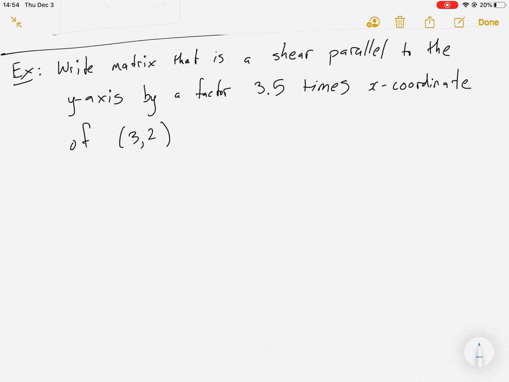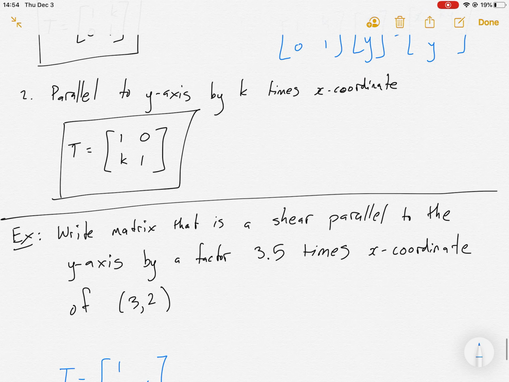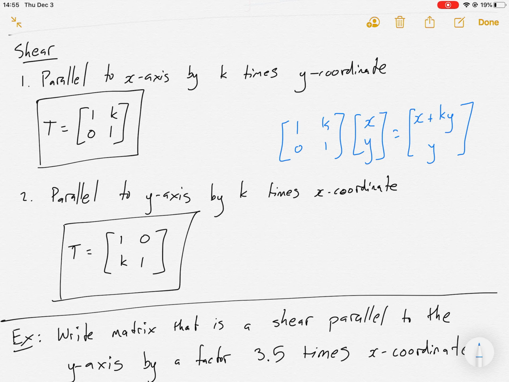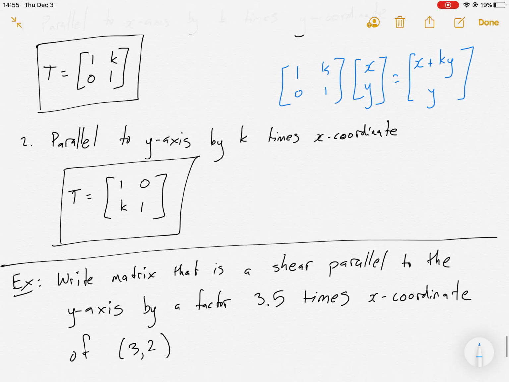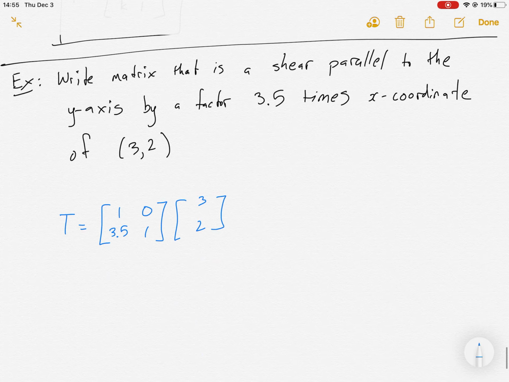So first of all, we're going to write the matrix, and then we're actually going to do the transformation. So the matrix is just, let's take a look at where 0 goes and where the k goes. So we're parallel to the y-axis, so we're in the second situation. So that means it's going to be 0 and then 3.5 times the vector 3, 2. And so then my new point is going to be at 3. Now I have to multiply 3 times 3.5 and then add 2. So I said 3 times 3.5 and then plus 2. So that'll be 10.5 plus 2, so it should be at 12.5.